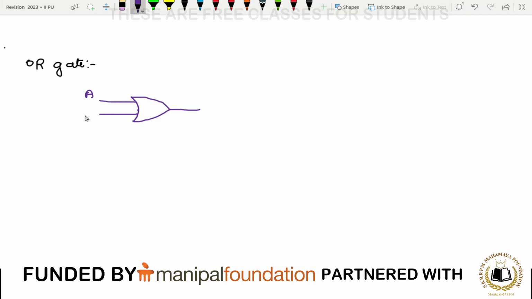So this is A and here is B. So Y equals how much here? A or B. Okay. Now what is the truth table of this one? This is the symbol. Now we'll write the truth table of the OR gate.